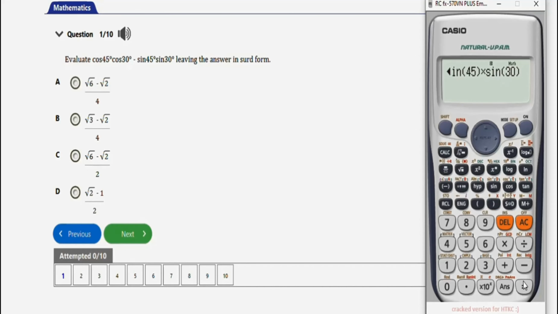Let's press equal to. So we have it to be what? Root 6 minus root 2 over 4. So the right option is option A. Okay, root 6 minus root 2 over 4. So that's it for this question. The next repeated question will be this one.